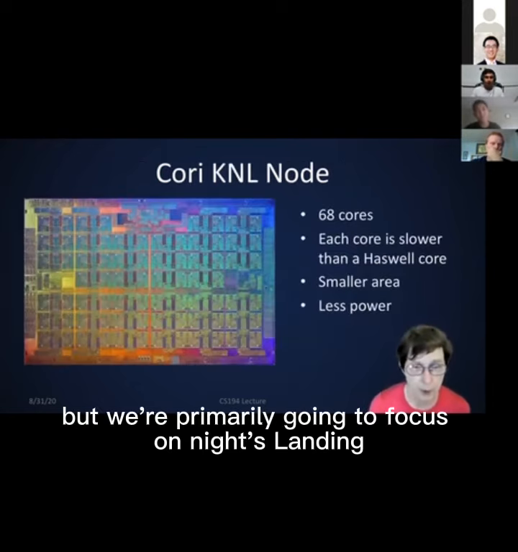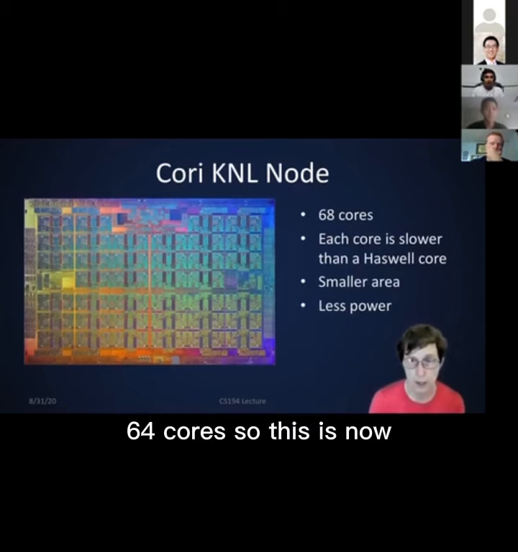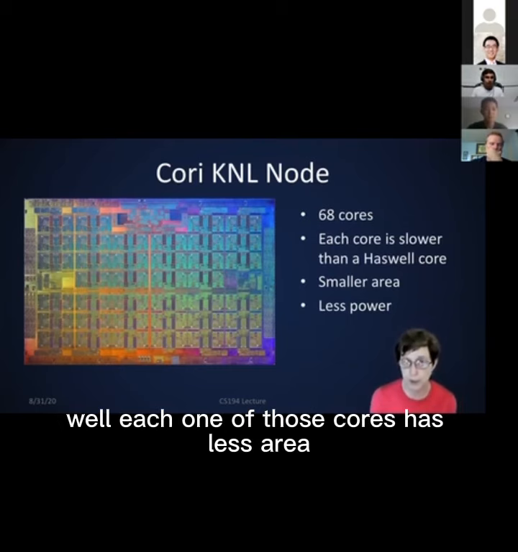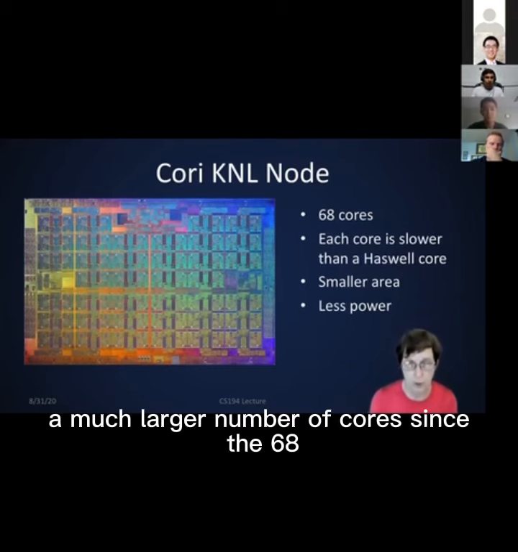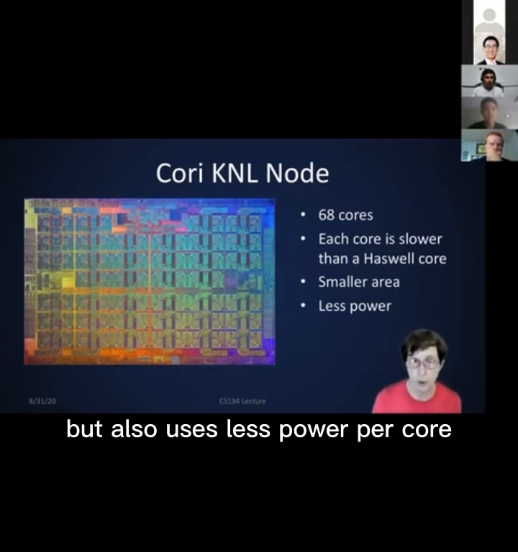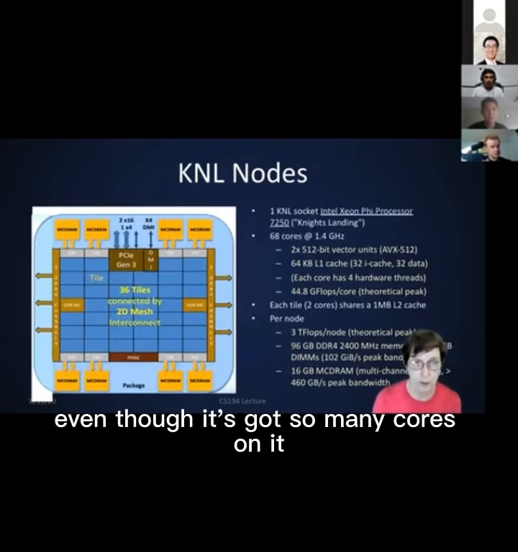But we're primarily going to focus on Knights Landing, which actually has 64 cores. So this is now, and it's got a slower clock rate than Haswell. Each one of those cores has less area, so we can get a much larger number of cores, hence the 68, but it also uses less power per core, so it keeps us from overheating this chip, even though it's got so many cores on it.